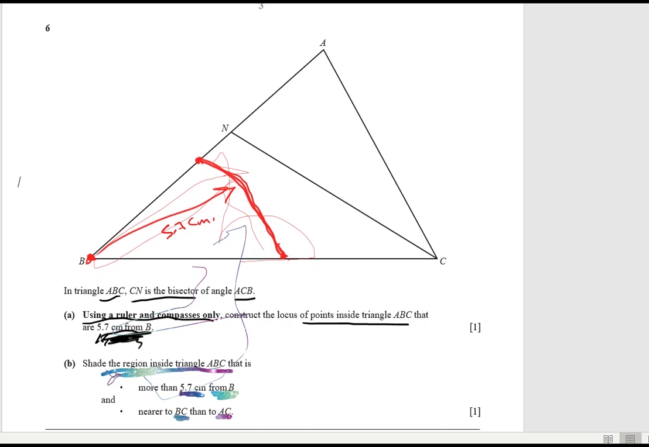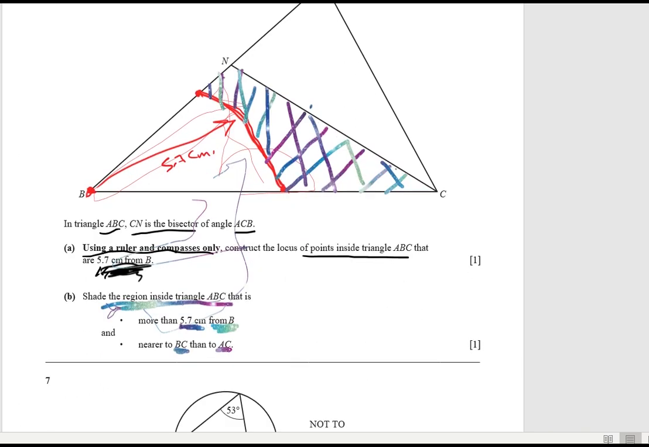So if I hatch everything in the triangle, it means I reach AC. But he said nearer to BC than AC, so you need to hatch this area only. So this is your area, which is more than 5.7 and nearer to BC than AC. If he didn't give us the second condition, I would need to hatch everything after this line. But he gave me another condition, one mark and one mark.